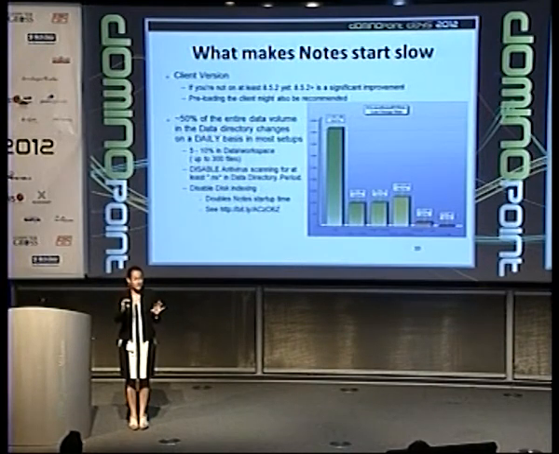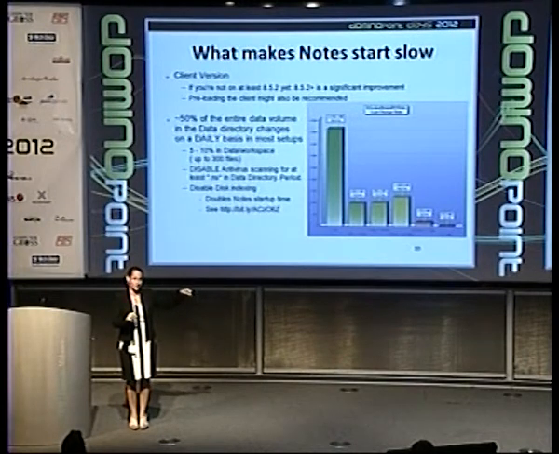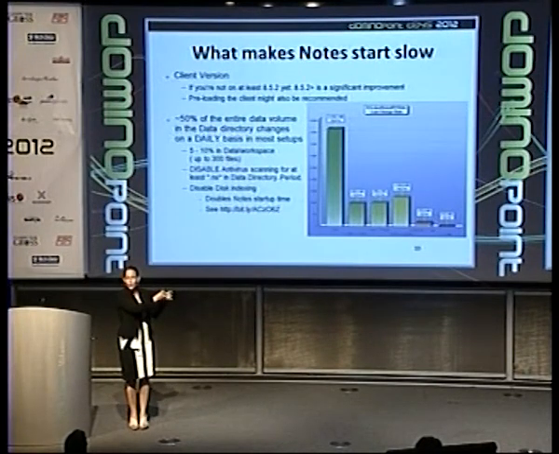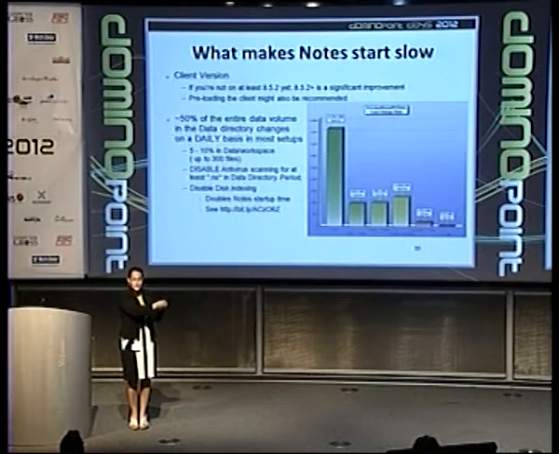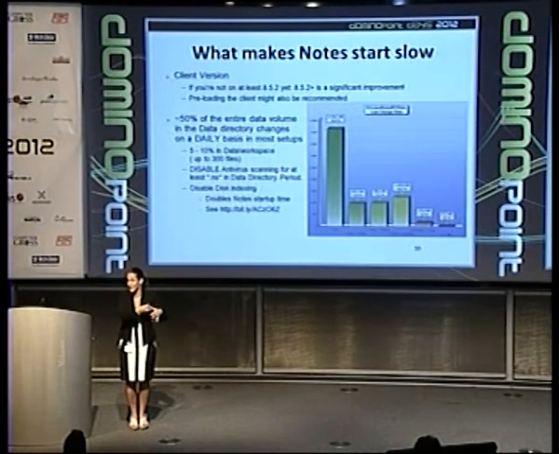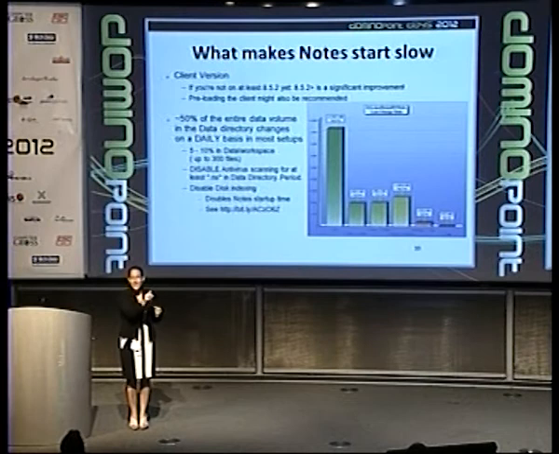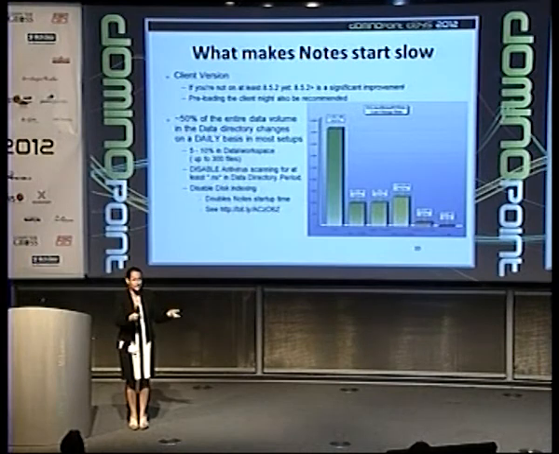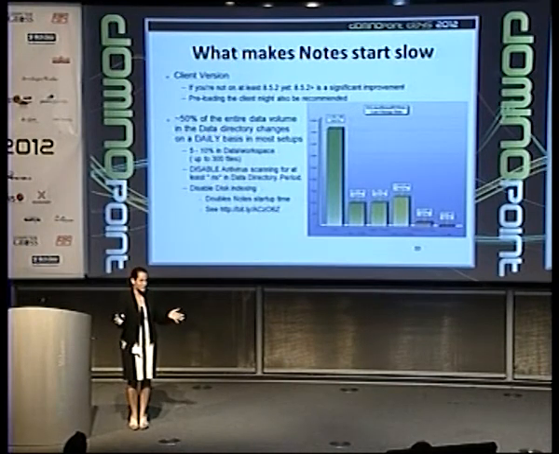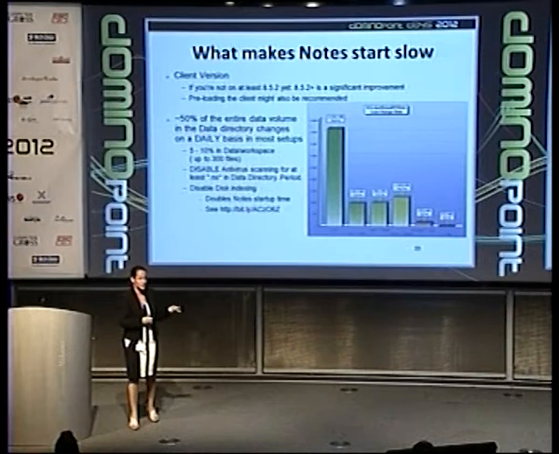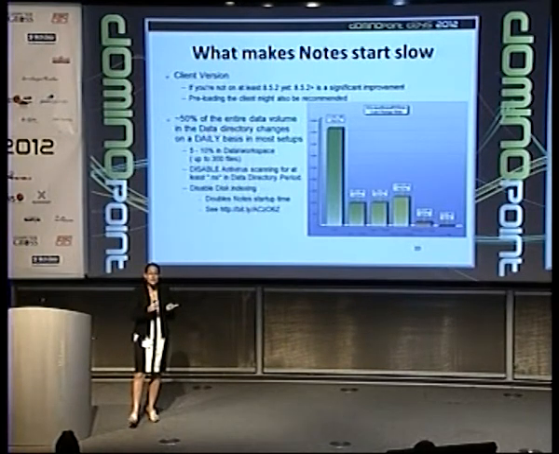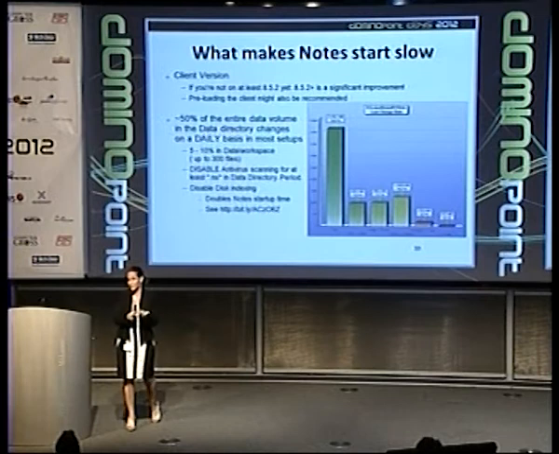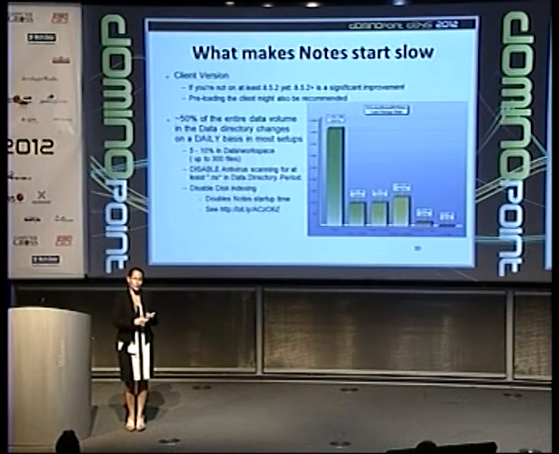If you have antivirus on your user workstations and you're not excluding the Lotus Notes data directory, your antivirus will try to grab exclusive hold of each one of the files, 50% of which have changed since yesterday, and it will try to grab hold and scan every single one of your files. So 50% of 20,000 is 10,000 files. This is a huge performance problem. So one of the things you need to go back and check is, do my users have antivirus deployed? And if so, are you excluding the data directory?